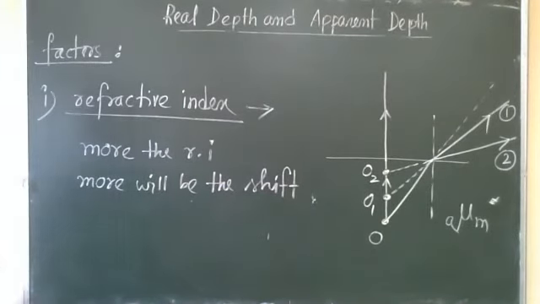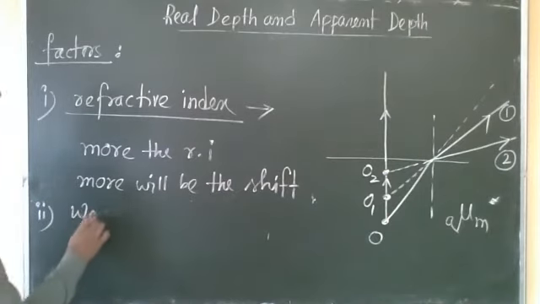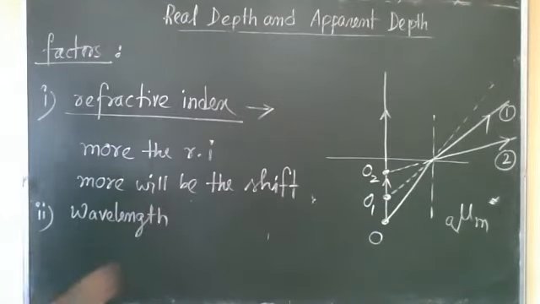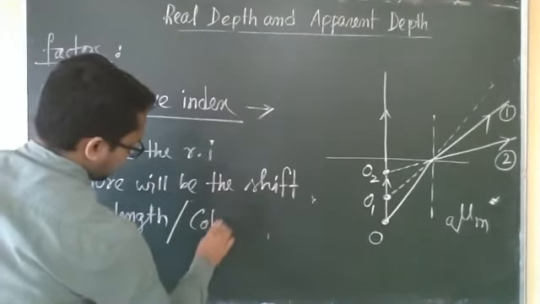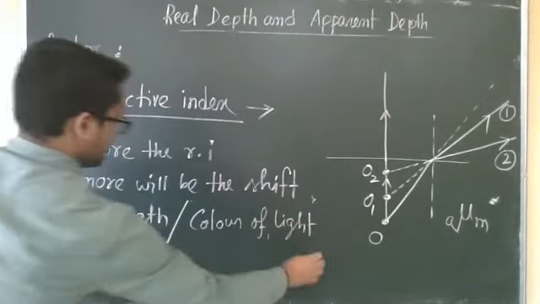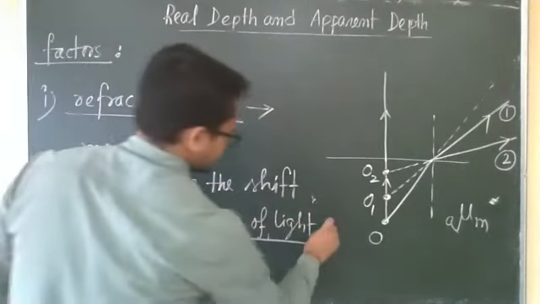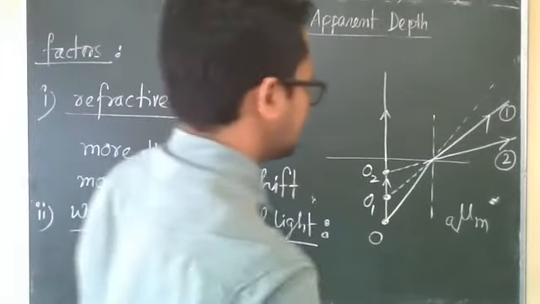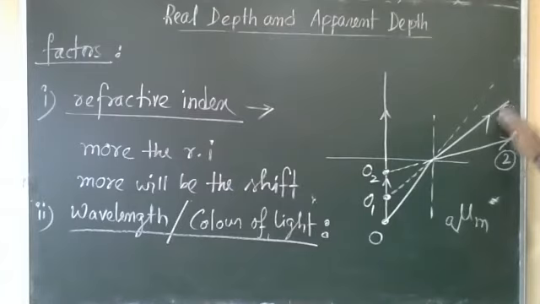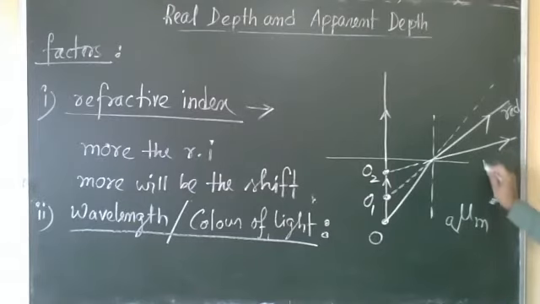Okay. So second point, wavelength or color of light. In this case also, I am using this diagram. The first diagram, less bending, will be for red, and more bending will be for violet.